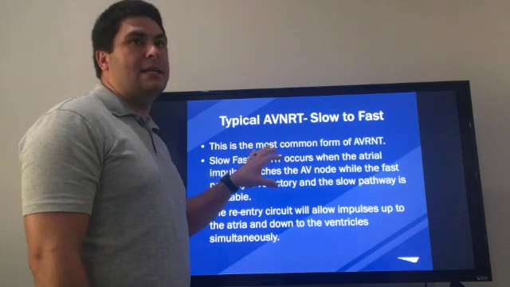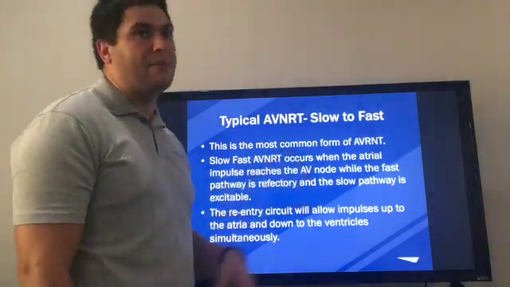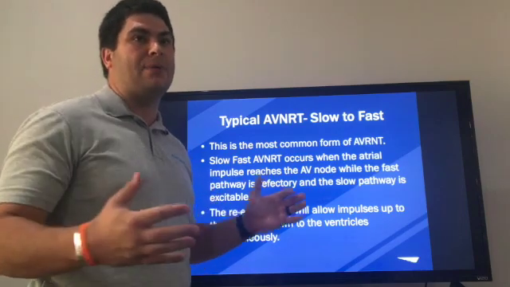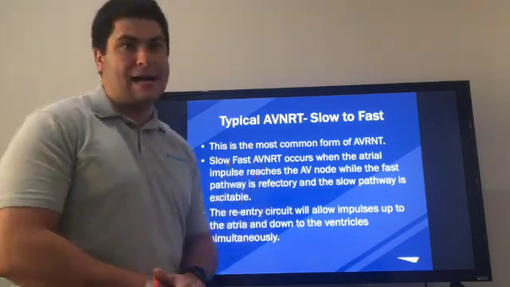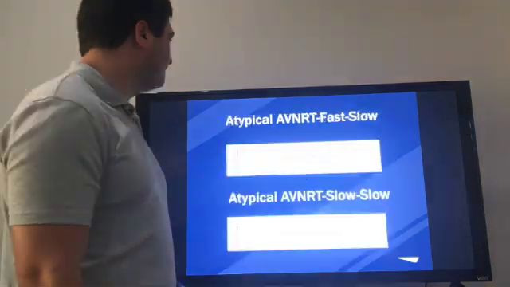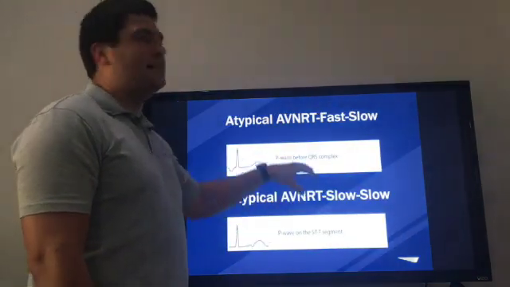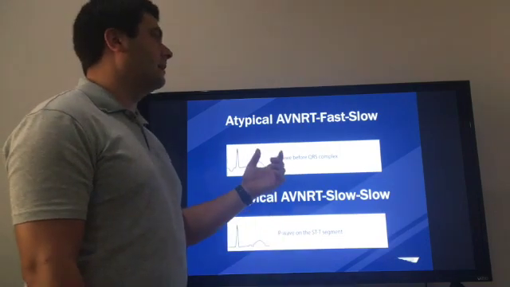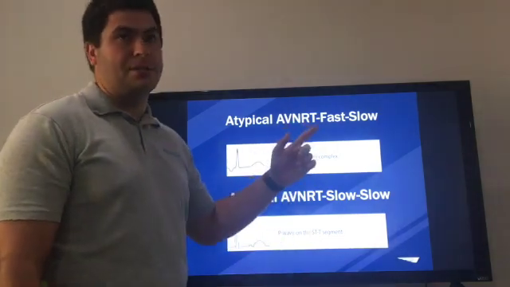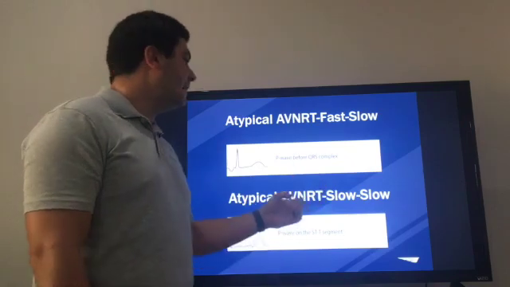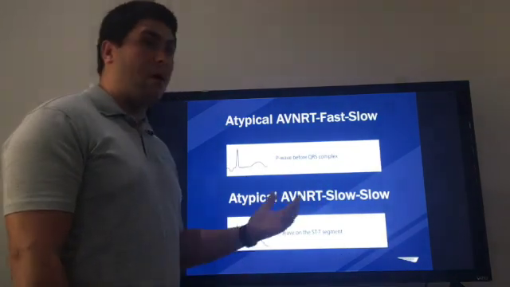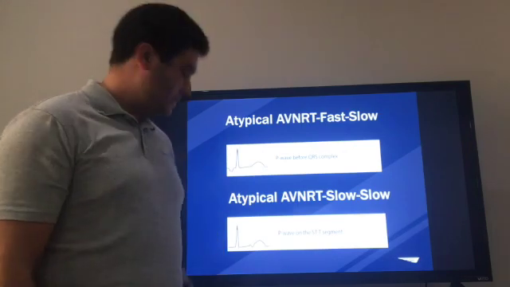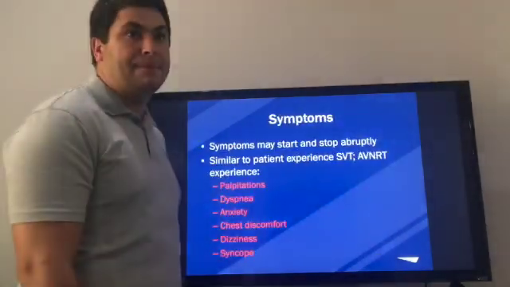In 90% of cases, AVNRT is the slow to fast pathway form. It occurs when the atrial impulse reaches the AV node while the fast pathway is in refractory. That's what I just showed you on that diagram. It allows that perpetual loop. Less common is fast to slow. This is about 9% of cases. Again, the fast pathway is going retrograde up the slow pathway and exciting it from there. And then slow to slow is about 1% of cases, where the slow pathway is refractoring itself, causing the AVNRT.